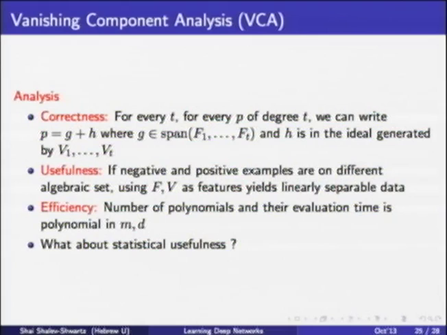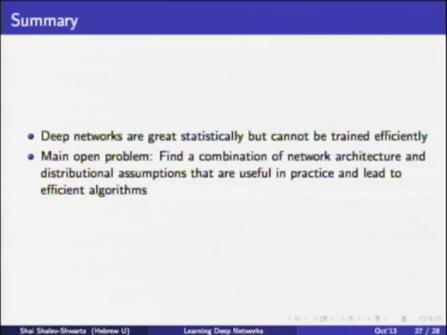I'll just mention very briefly the analysis. So what we build is a set F1 to FT and V1 to VT, and we show that every polynomial P of degree D can be written as G plus H, where G is in the span of these polynomials, and H is in the ideal generated by these polynomials. So we have a good small representation for all possible things that we want to know on this data, and from this we can build a classification for the two sets. Okay, I don't have time to compare it to polynomial kernels, so let me just summarize.